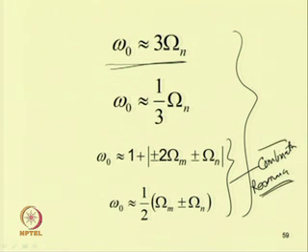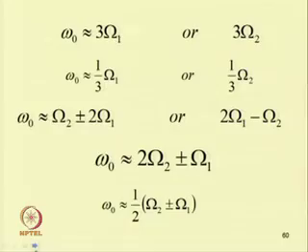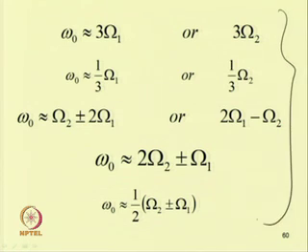So, one can have primary resonance and combination resonance in this case. Taking these two conditions, one can see that in this two-frequency excitation, one can have different types of resonance condition. That means, omega 0 nearly equal to 3 omega 1 or 3 omega 2, we can get this response. Similarly, omega 0 equal to 1/3 omega 1.